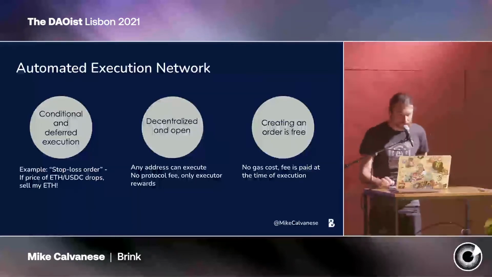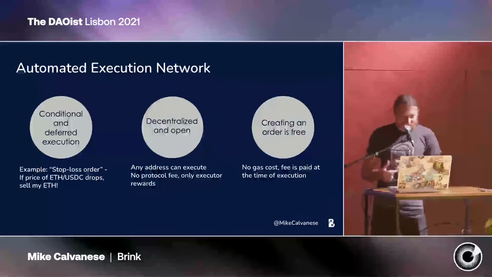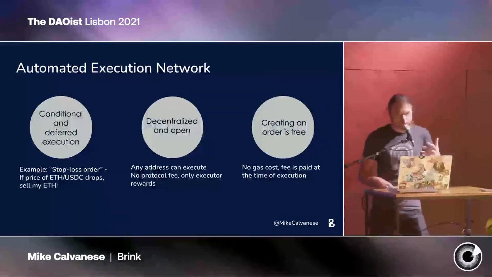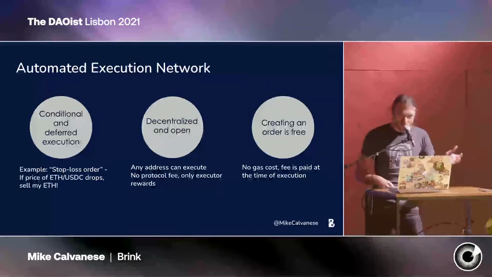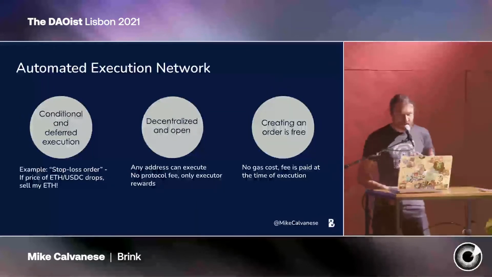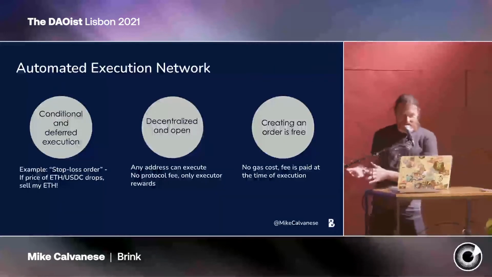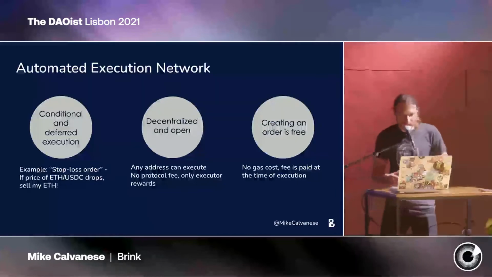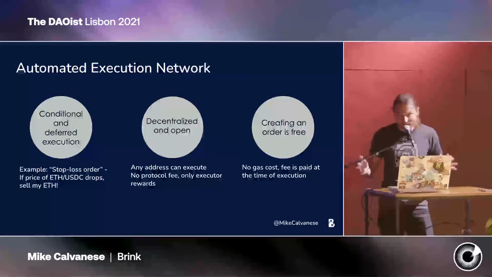So you can think of a stop loss order and a limit order as the simplest use case of this. Those are things that are pretty normal in centralized exchanges, commonly used in traditional finance, but it's just not a native thing that you can do in DeFi and crypto. So there's no fully decentralized native way to do stop loss and limit, or really any conditional action.